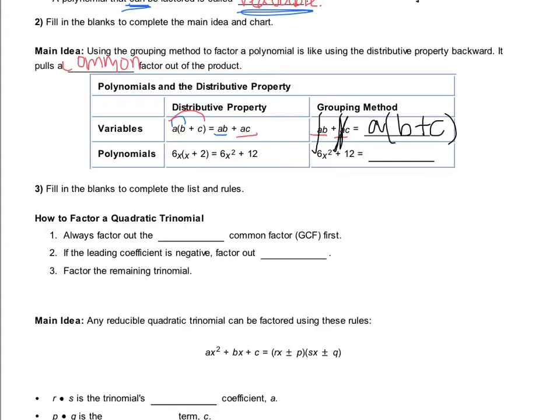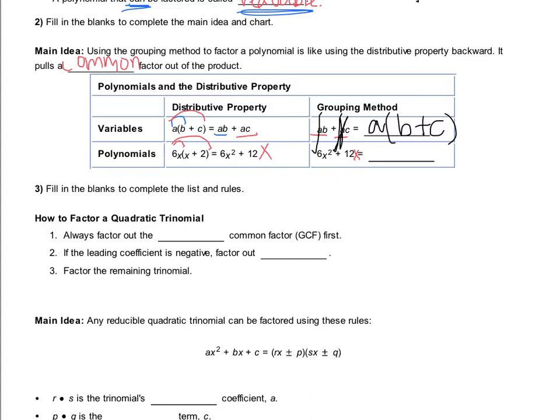In the second example, they gave you one with a polynomial. So they distributed 6x in. 6x times x is 6x squared. 6x times 2 is 12x. There should be an x there. And just for continuation purposes, there should also be an x in the other problem. That is a typo in the notes, not my fault.